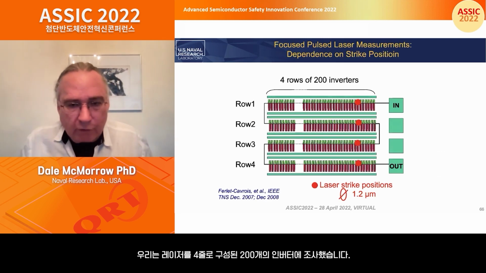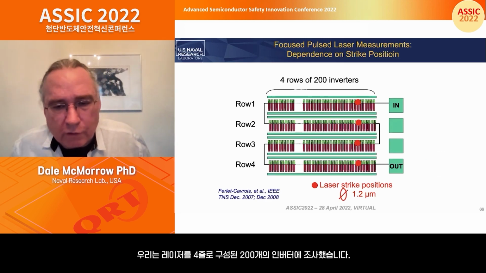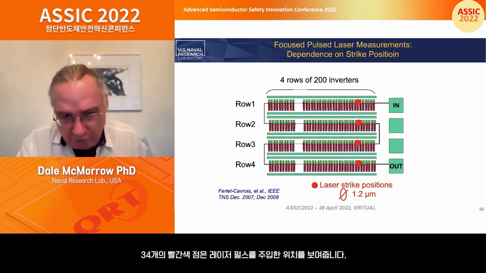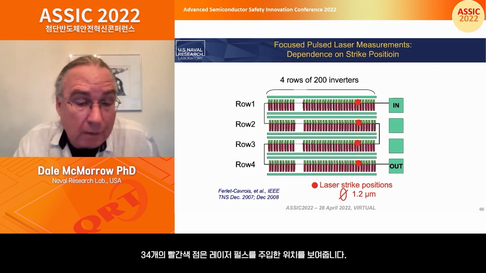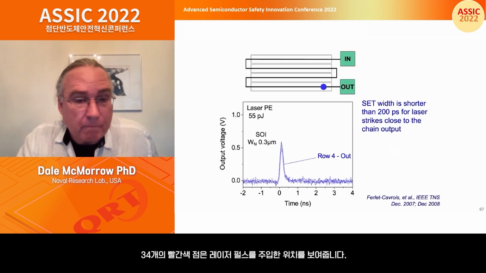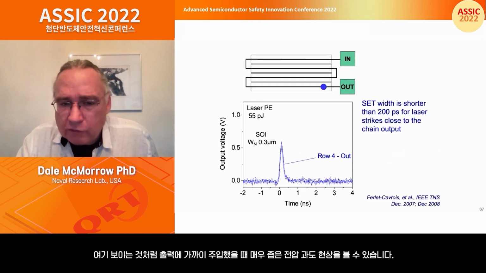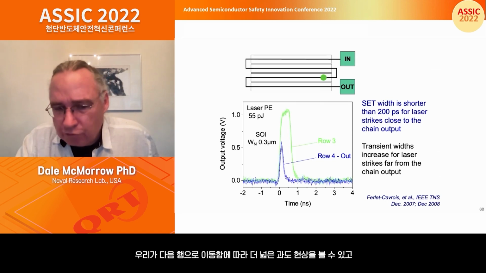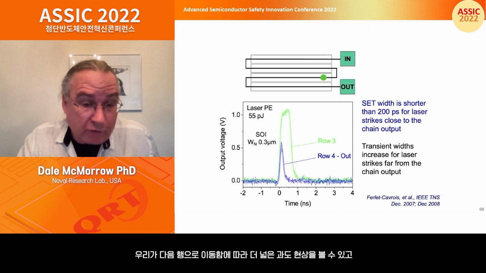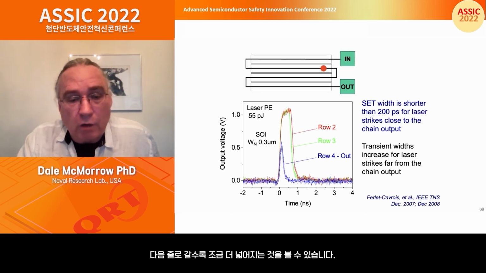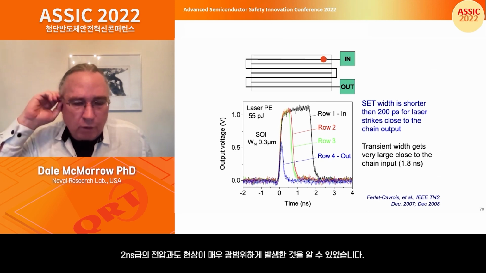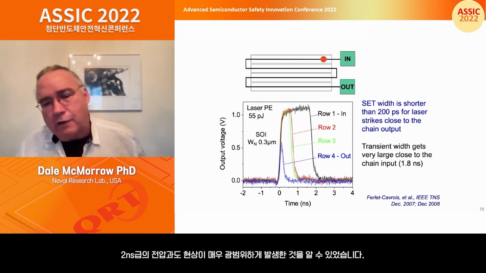So we went in with a laser, and this is what the structure looks like. 4 rows of 200 inverters. You've got your input at the top, your output at the bottom. And the 4 red dots show where we injected the laser pulses. When we injected right close to the output, as shown here, you got these very narrow transients. As we moved to the next row, we got much broader transients. The next row, they broadened a little bit. And then near the input, we got these very broad ones. These were the 2 nanosecond transients that were commonly observed in the heavy ion testing.